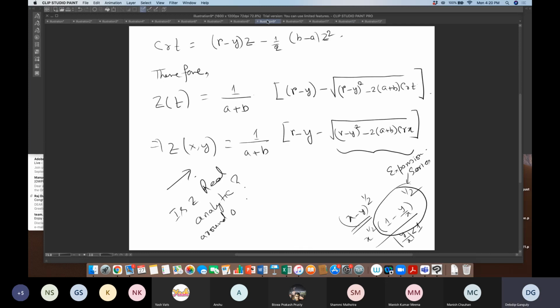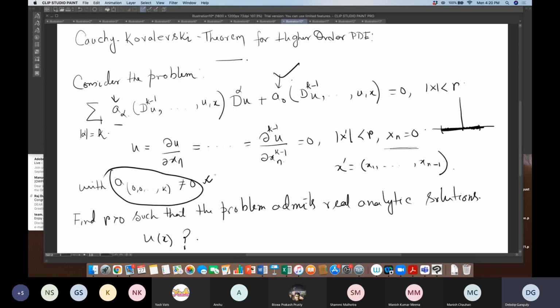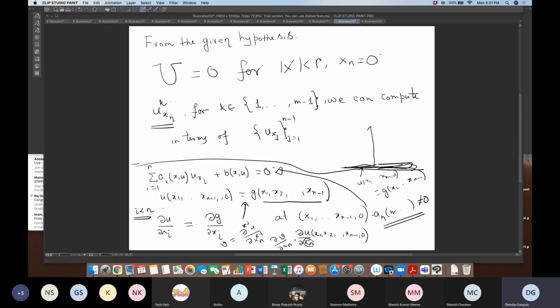Why have I given this condition? So I have to compute del to the power k of u by del xn to the power k, because it is given up to del to the power k of u by del xn to the power k minus 1. I have to compute del k u by del xn to the power k. You understand? If you don't understand, at least you should understand the first order case. Clear? So I can compute the kth term in terms of this, as I do here.